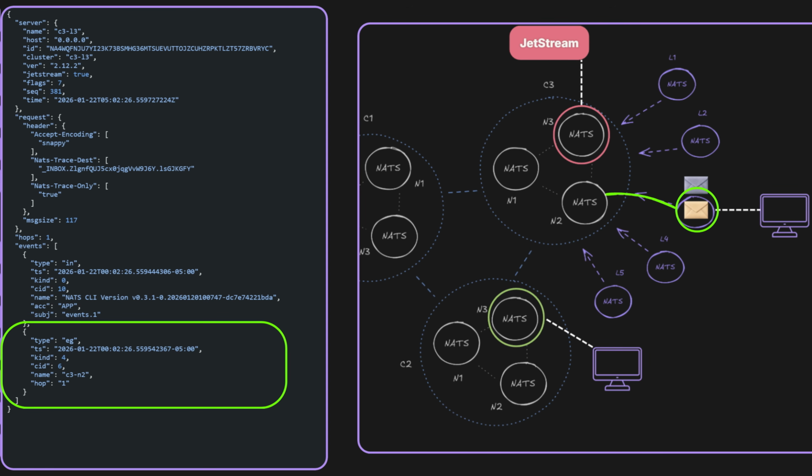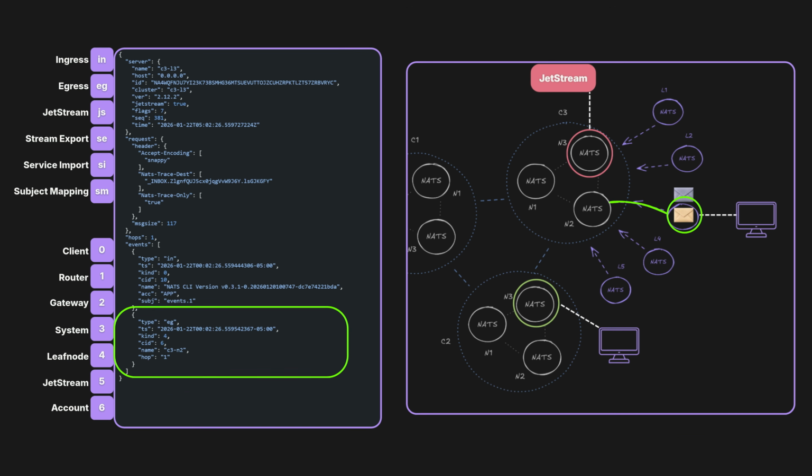We also see an egress type that leaves this server. Its kind is 4, which is a leaf node connection. Since we're on a leaf node here, that makes sense. It leaves to go to node C3N2, which is a cluster node in cluster C3. So this lines up with everything we see on our system diagram here. Cool stuff. Let's keep going.